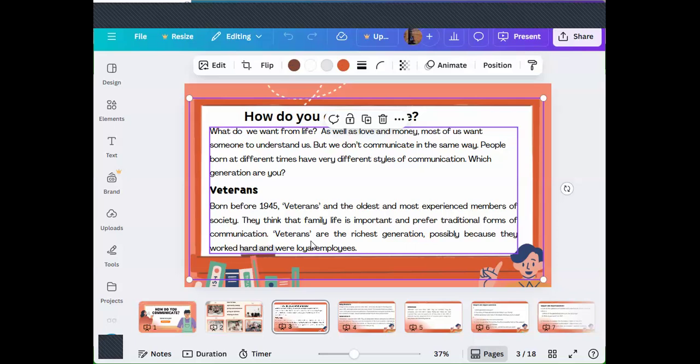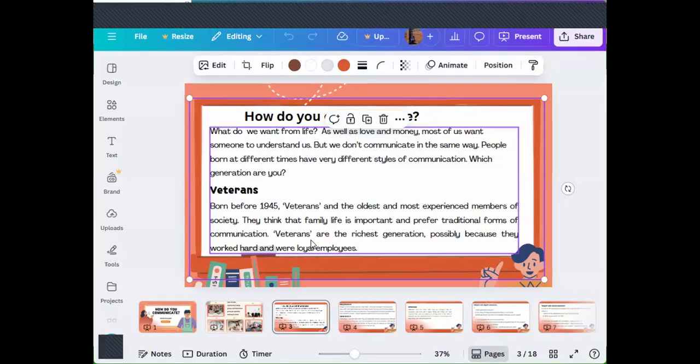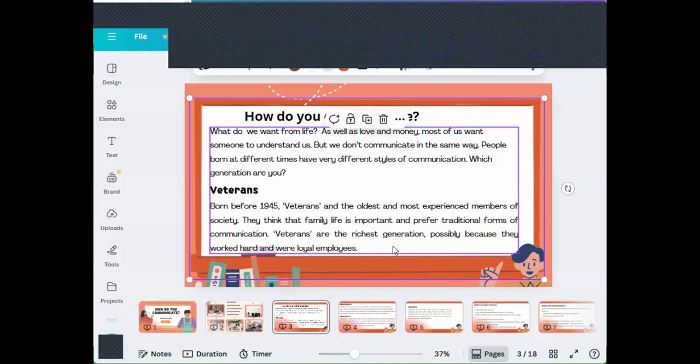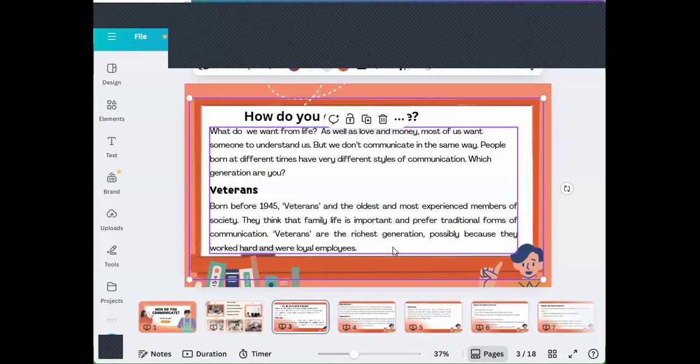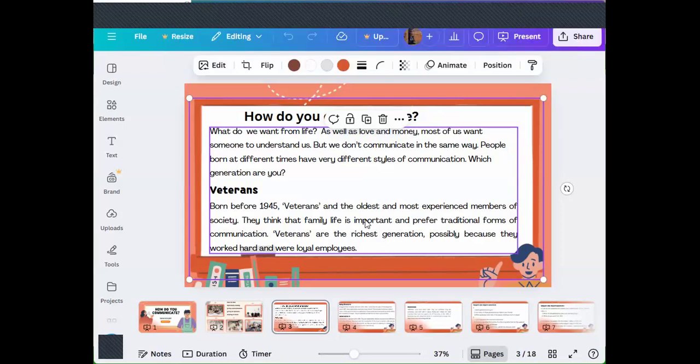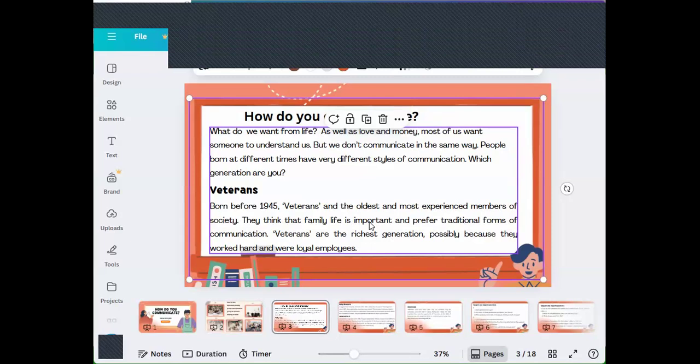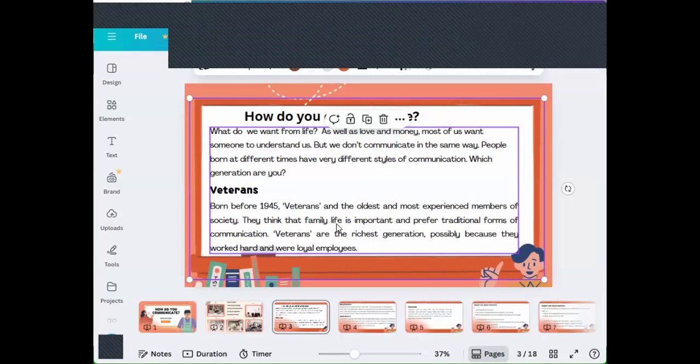Veteran generations. So next, the veterans are the richer generation, possibly because they work hard and are very loyal employees. They value respect, tradition, and old-fashioned beliefs. So yeah, I hope you understand about veterans. The main thing to summarize is that veterans were born before 1945.